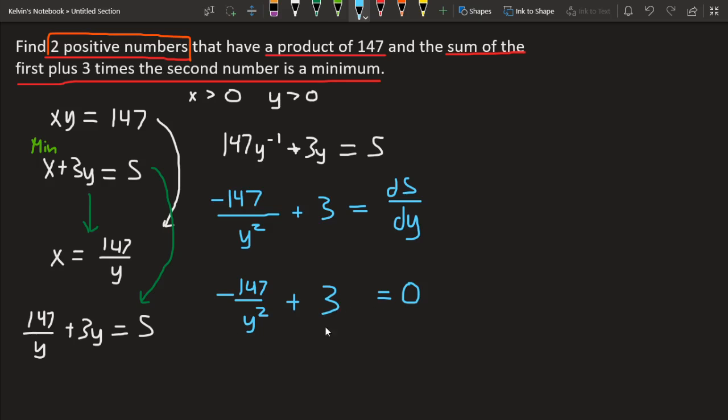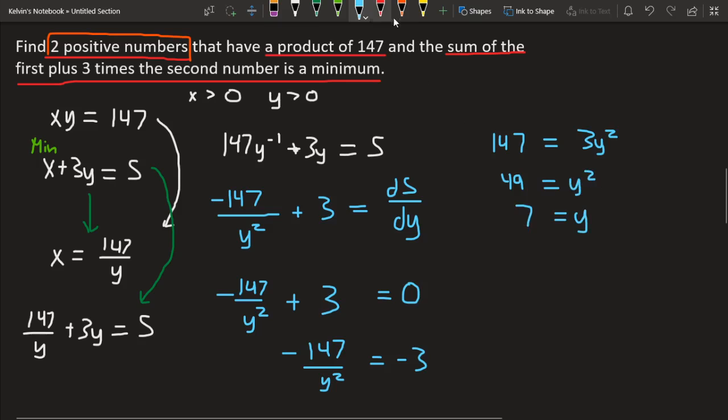If we do this, we see that we can simplify this to be negative 147 over y squared is equal to negative 3. Let's multiply both sides by negative 3y squared, and we'll do it up here. So if we multiply both sides by negative 3y squared, we get 147 is equal to 3y squared, like so. Now we can divide 147 by 3. We get 49. 49 is equal to y squared, and we get that y is equal to 7. Now let's box it up in orange.